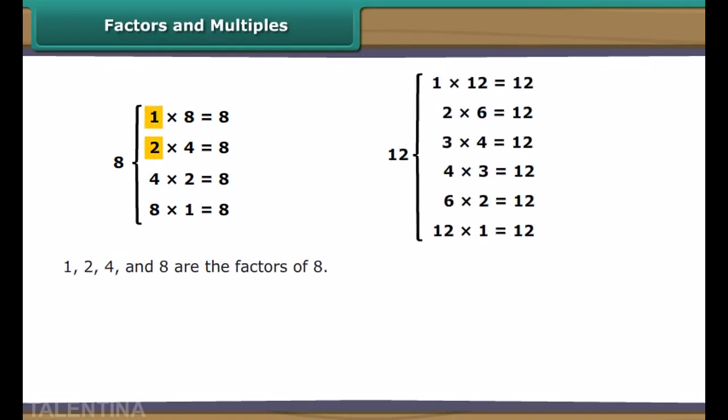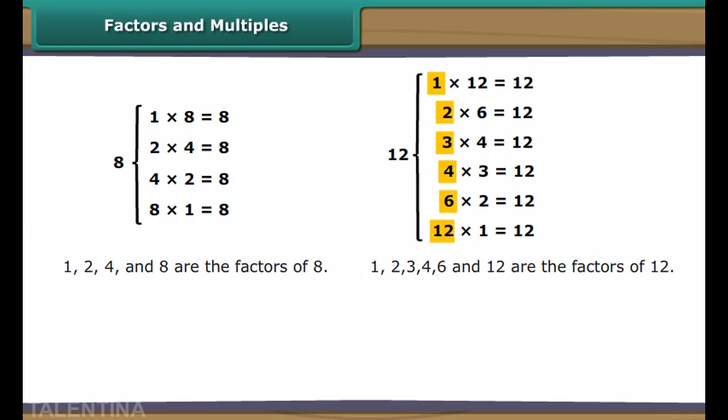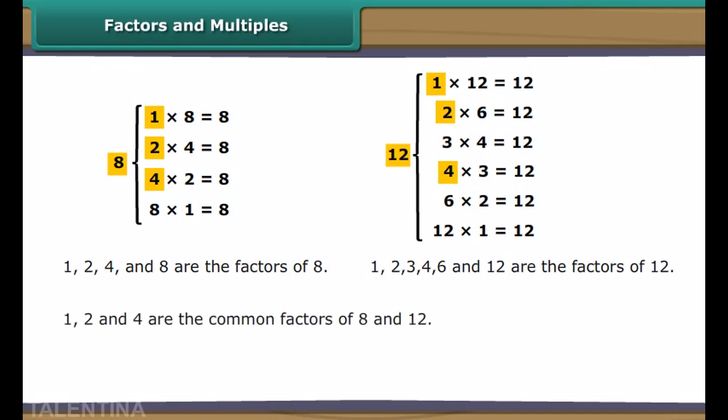1, 2, 4 and 8 are the factors of 8. 1, 2, 3, 4, 6 and 12 are the factors of 12. Now compare the factors of 8 and 12. What do you observe? 1, 2 and 4 are factors of both 8 and 12. Therefore, 1, 2 and 4 are the common factors of 8 and 12.